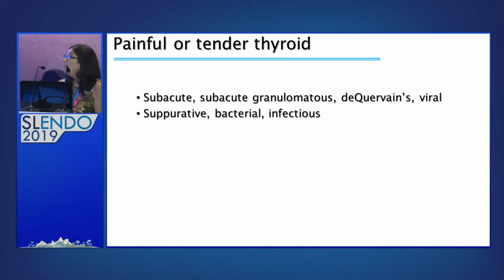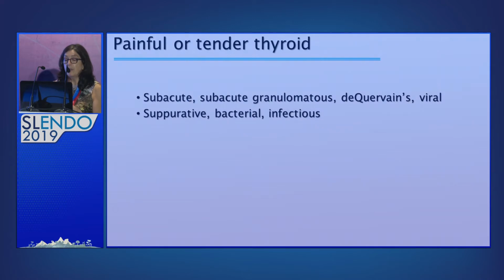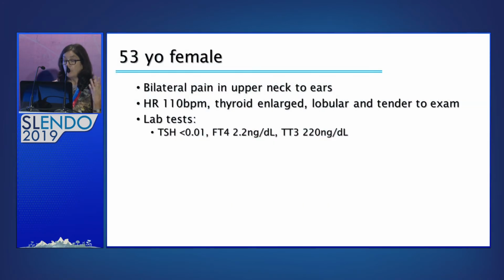Okay, painful thyroiditis. The two most common types are what we call subacute granulomatous, de Quervain's, viral or bacterial, or infectious. And so let me give you another case. A 53-year-old woman, bilateral pain in her upper neck to her ears. We know that's where radiating pain comes from.